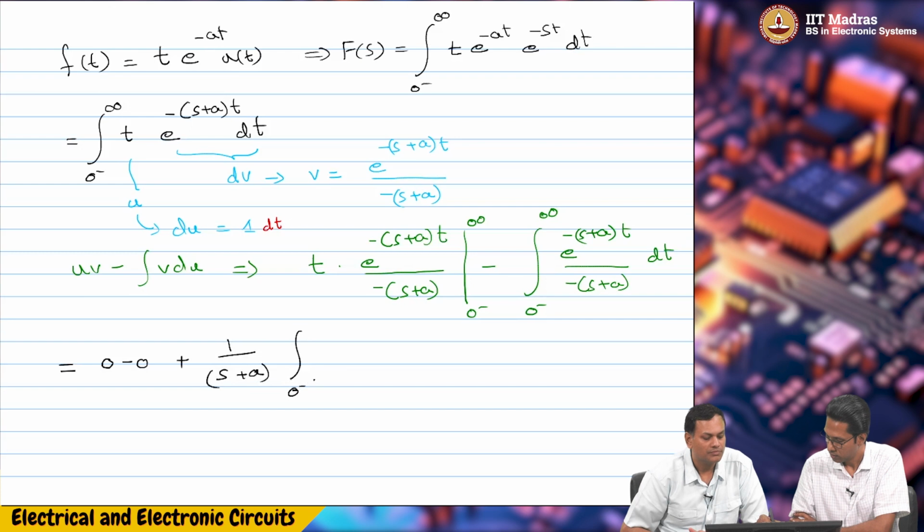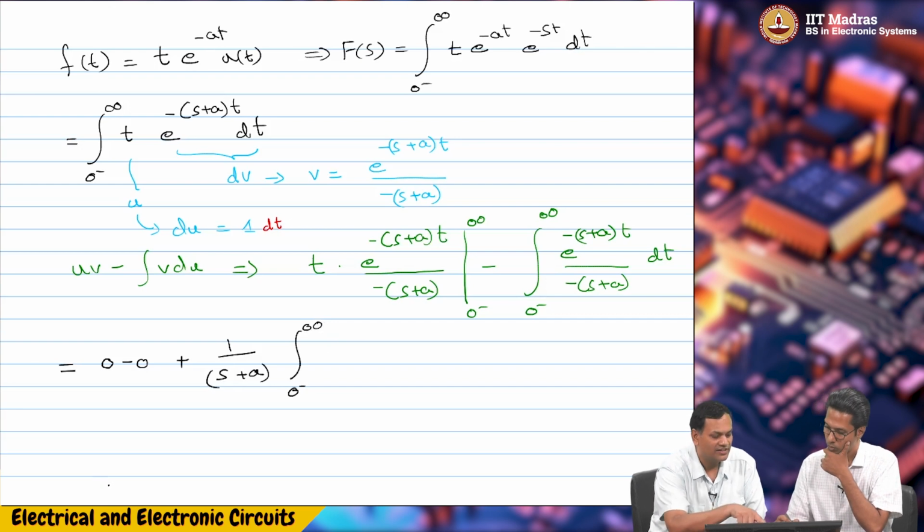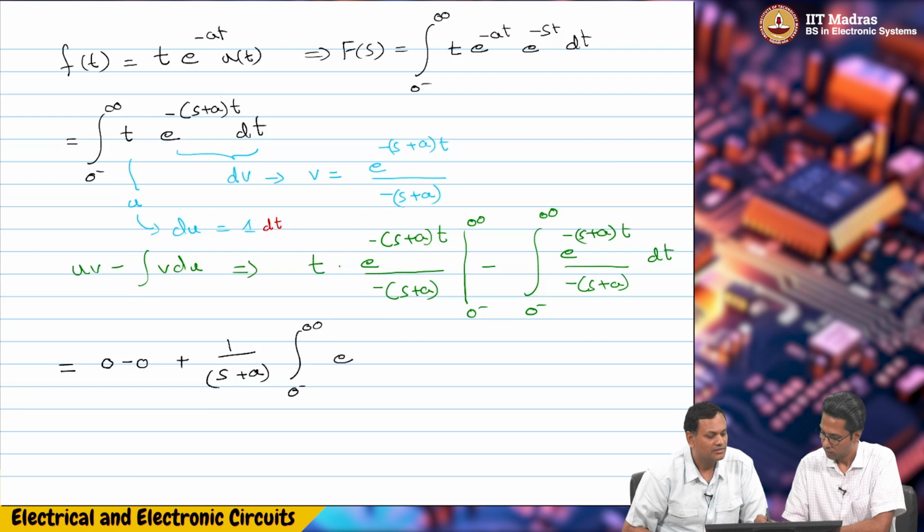Integral. Oh, maybe now we can separate it and write it. We can write it as e power minus at into e power. Do we need that? That may help. Okay. So e power minus at into e power minus st dt.